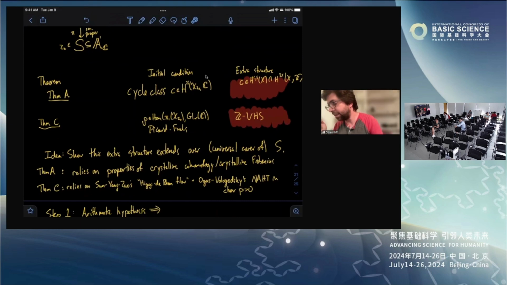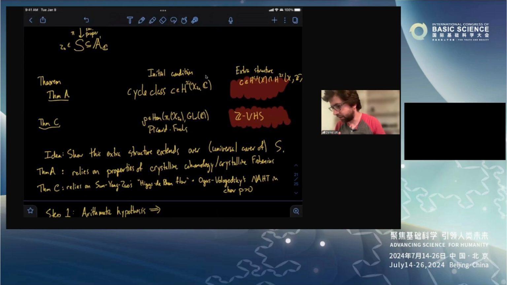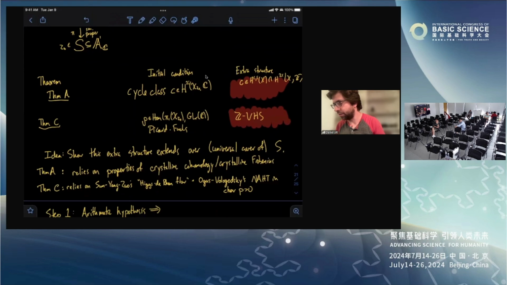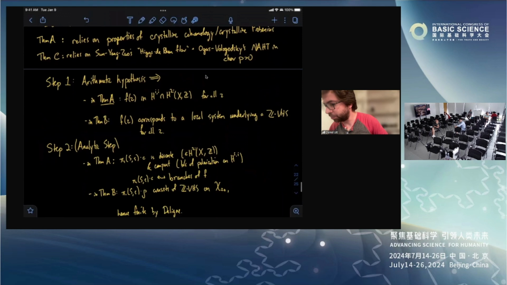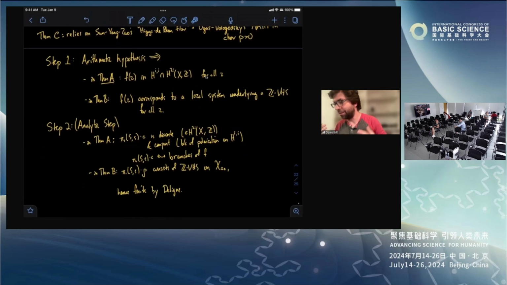And then theorem C is a bit more involved, so it relies on Sun-Yang-Zhuo's Higgs-Deligne flow and August Vologodsky's non-abelian Hodge theory in positive characteristic. Okay, so let me just briefly say, given this extra ingredient that the integrality of this power series gives you some way of deforming the extra structure on one's initial conditions to the entirety of the base, how one wins.